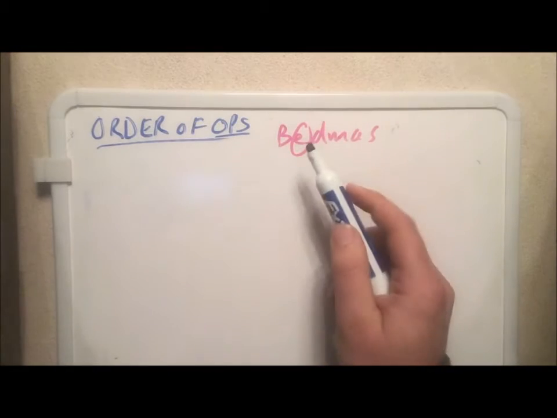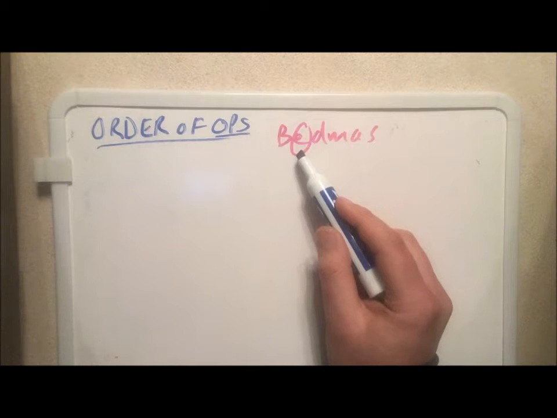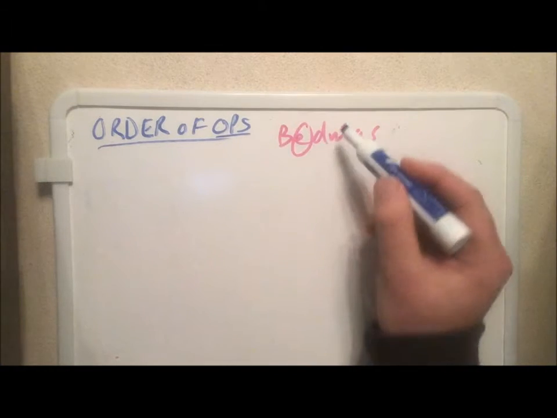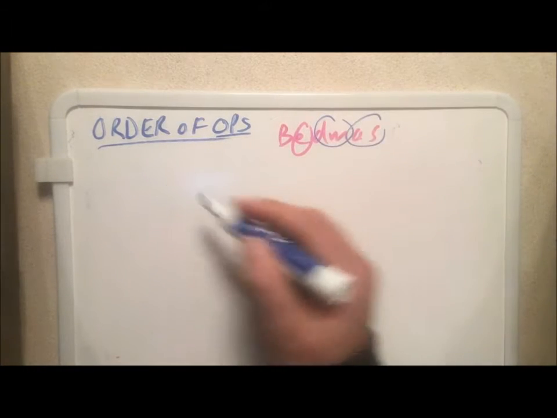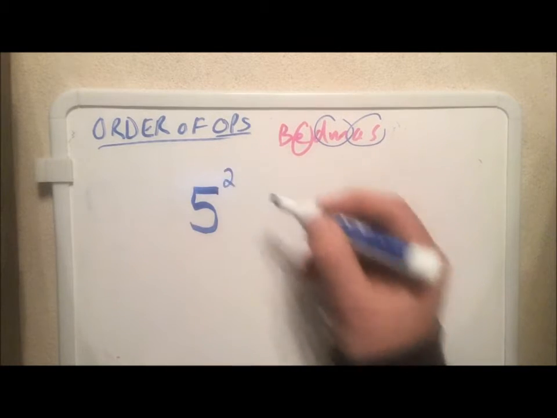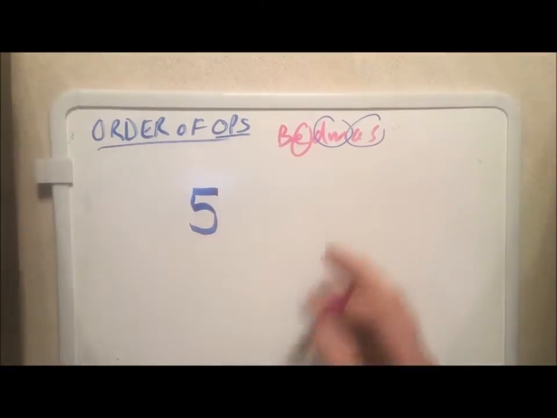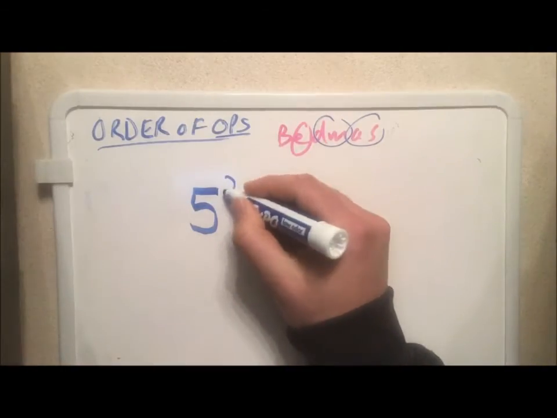Alright, in this video we're looking at exponents. So the E is exponents: brackets, exponents, division, multiplication, add, subtract. Now an exponent works like this. Let's say I had the number 5 and then I had this little thing on the side. This tiny number is called an exponent. I should have put it a little lower.